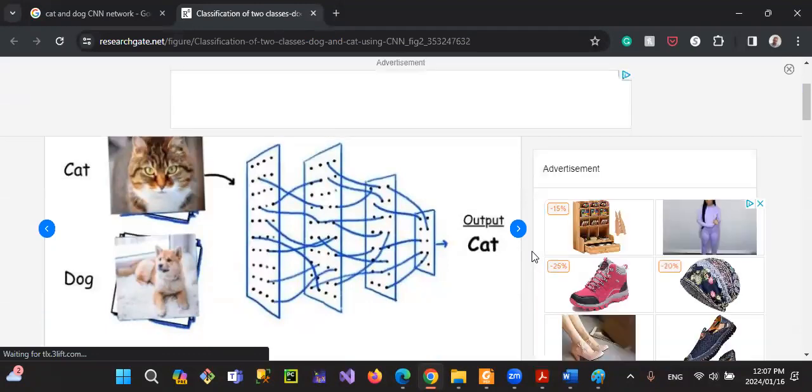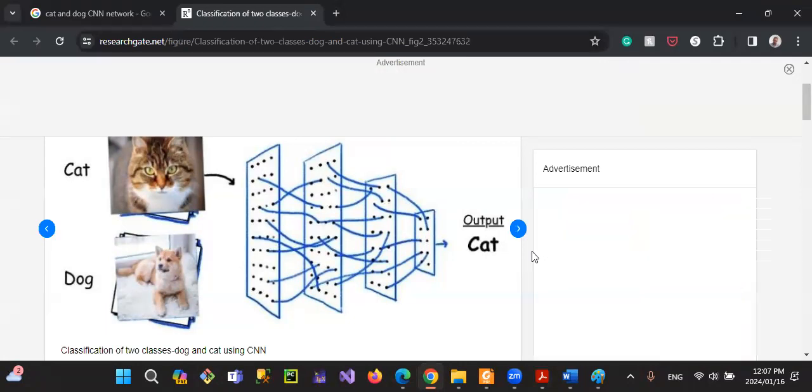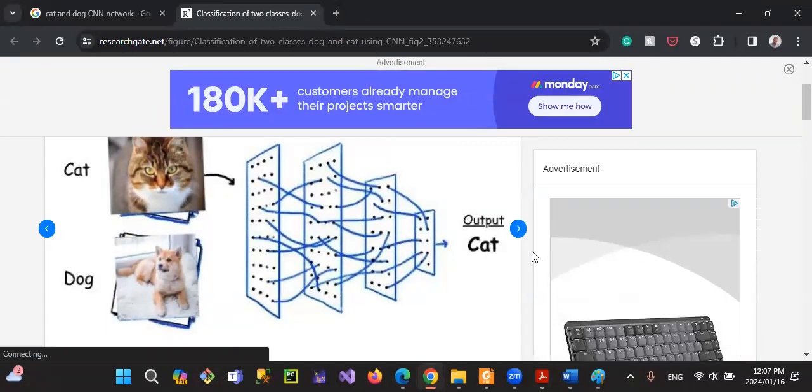Let me just simplify it. Can you see that? We are going to have lots of neurons in these middle layers, and they are connected to each other. And finally, they're going to say if it is cat or dog. You remember?